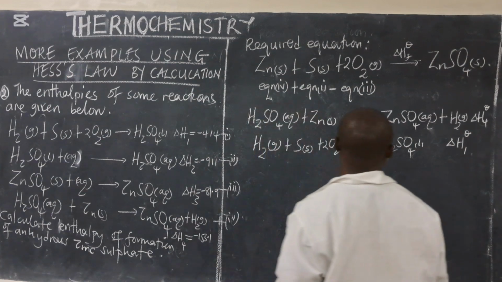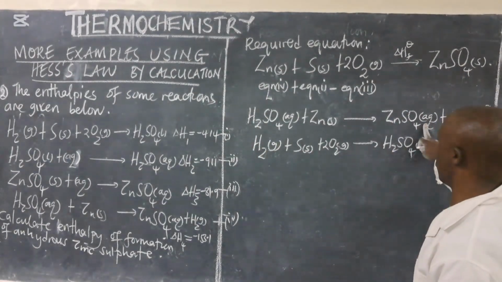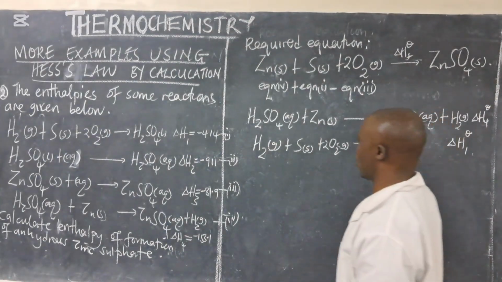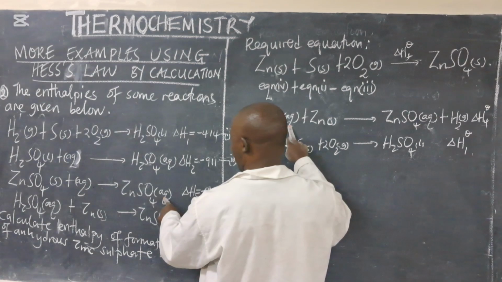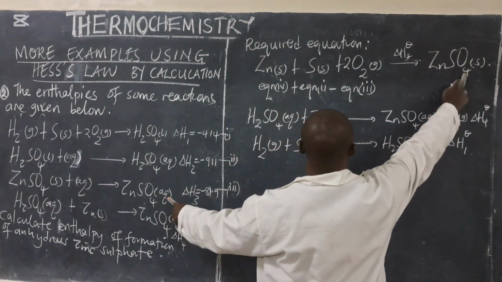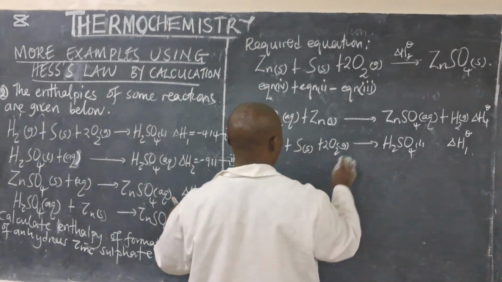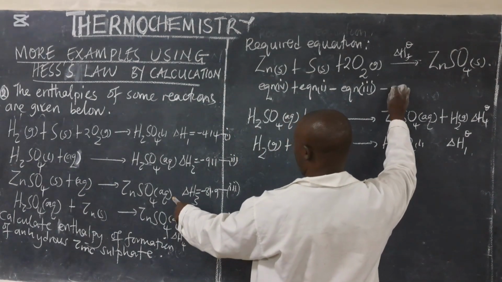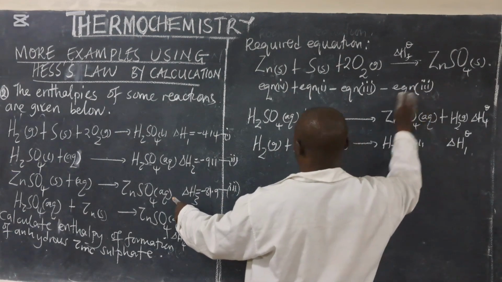So what I can observe here is that I see some zinc aqueous appearing on the right here, then sulfuric acid aqueous here. So I can look at zinc aqueous in this equation. And my zinc solid is also on the other side. So I can reverse this equation here. So I'm going to reverse this, so minus equation 3. Last equation, so I reverse this.